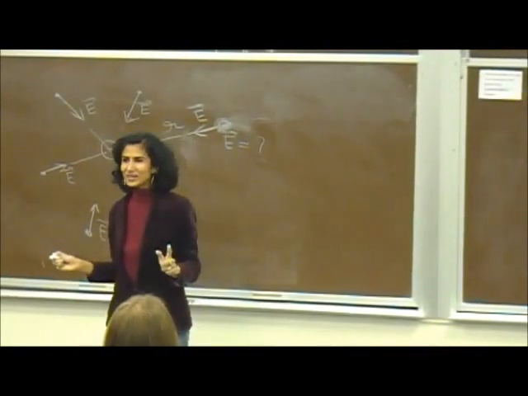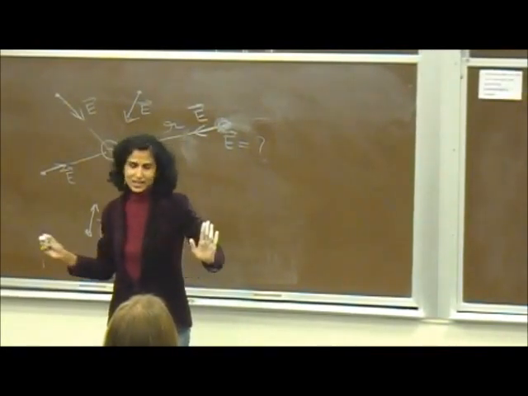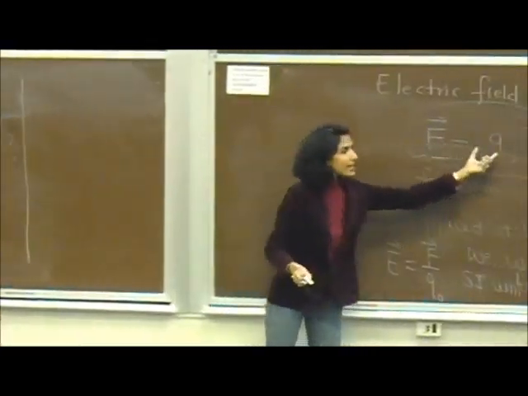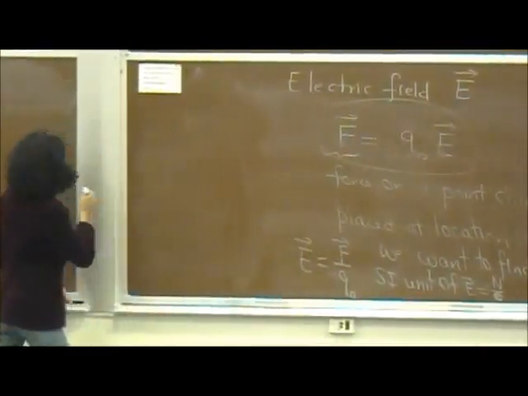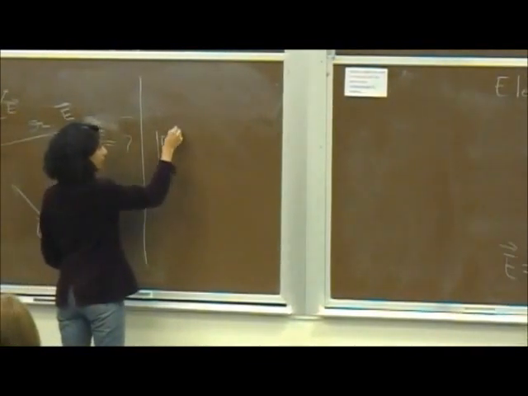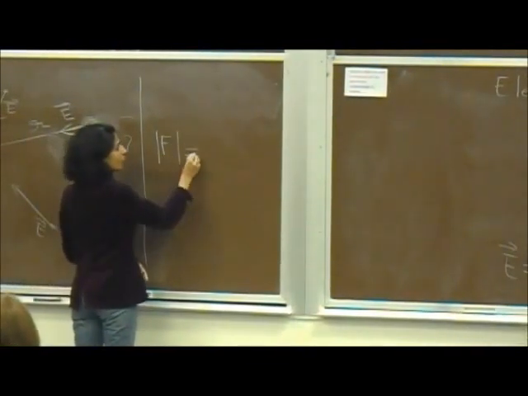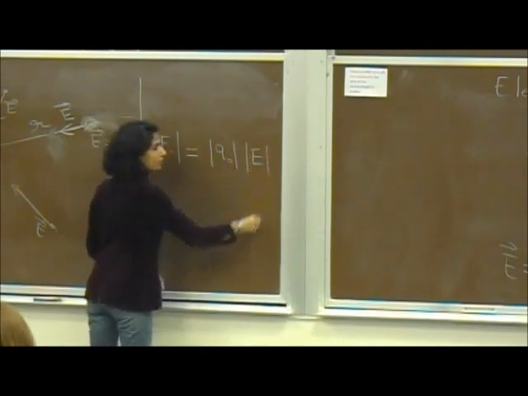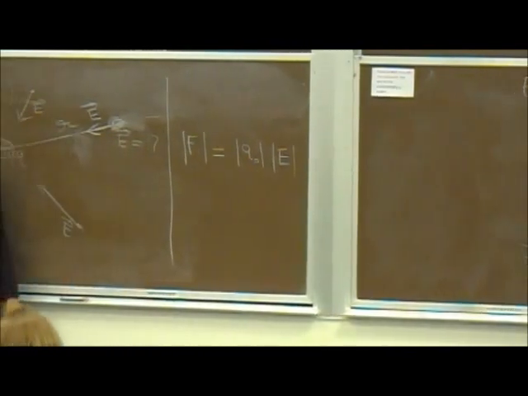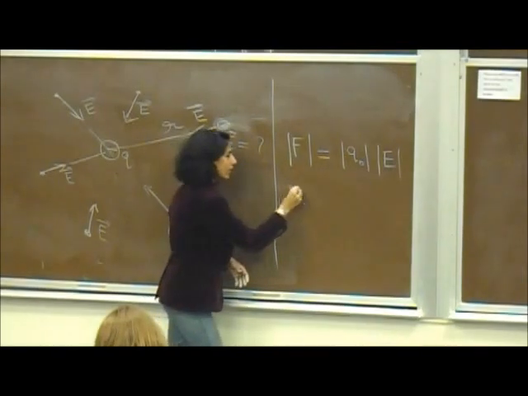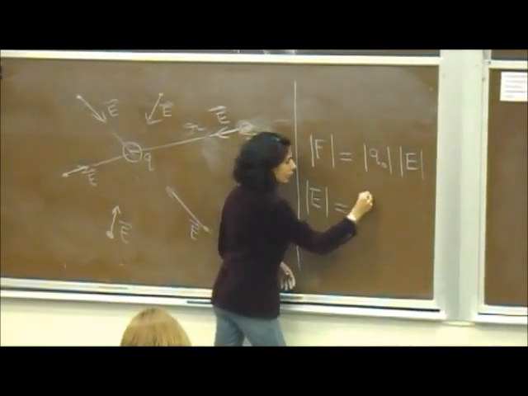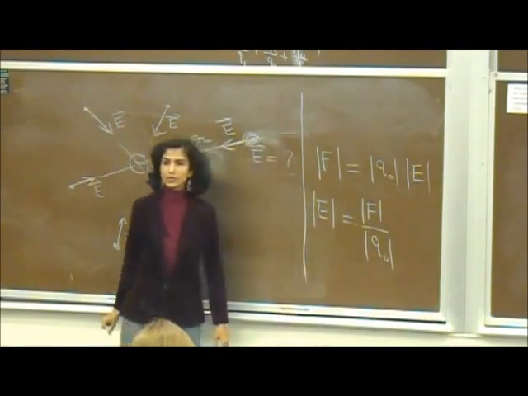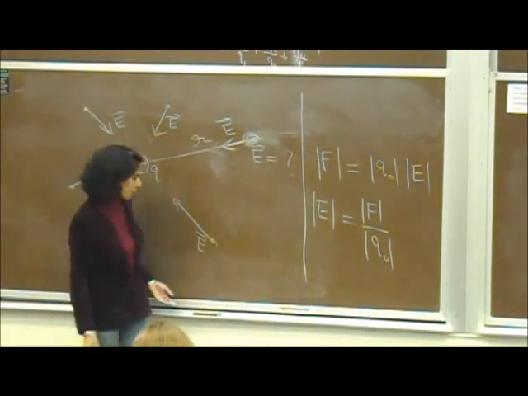Is that hard or easy? Easy. Why is it easy? Let's work on it. From this relation, we can already see that the magnitude of force should be equal to the magnitude of charge times the magnitude of electric field. Shouldn't it? So that means the magnitude of electric field should be the force magnitude divided by the magnitude of the test charge.